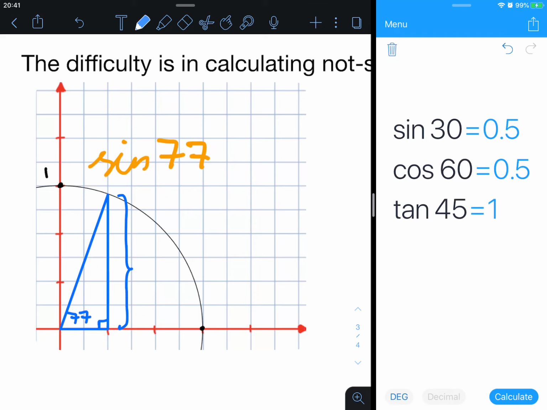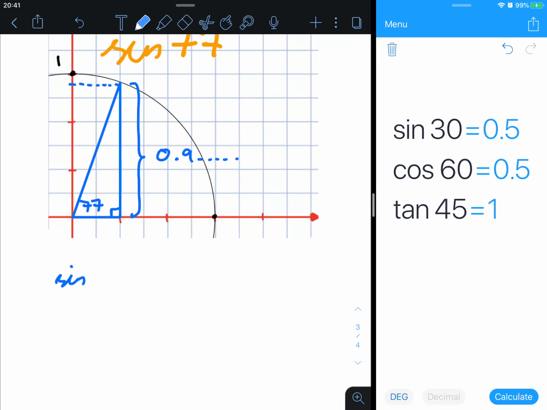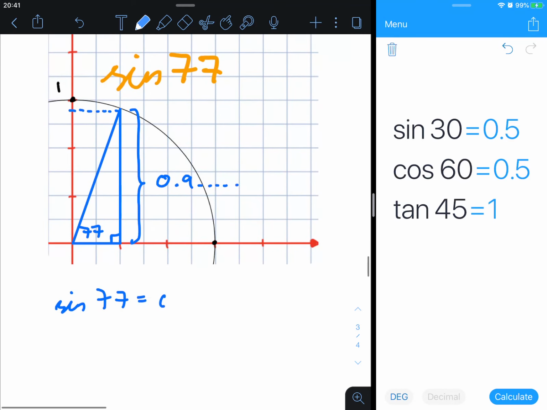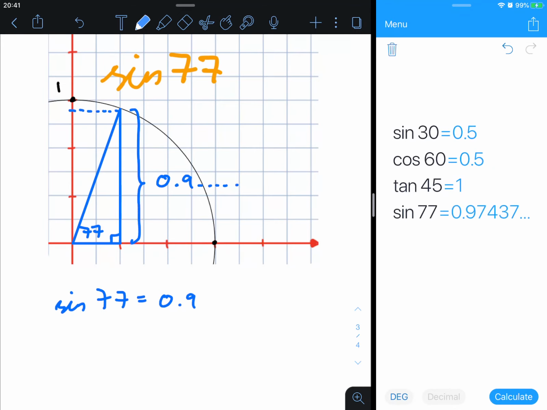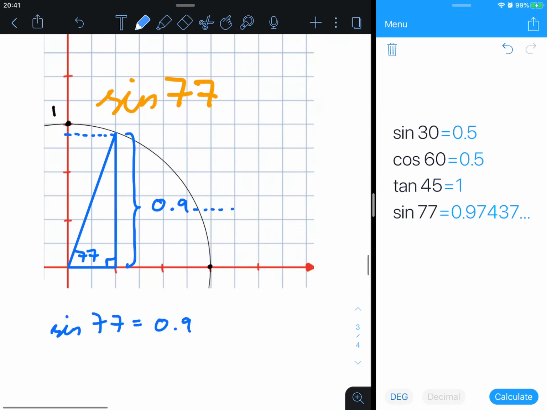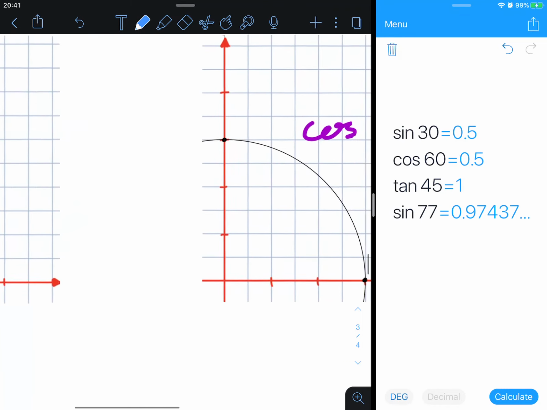makes the right angle triangle, and then it quickly measures the y value because that is opposite. That to me looks about close to 1. I'd say it's about 0.9 something. So sine 77, I'm estimating by doing this by hand, 0.9. So sine of 77, 0.97. Very close. Let's try this again.